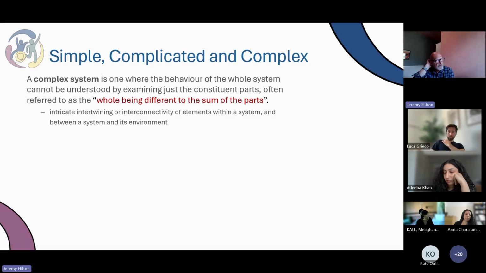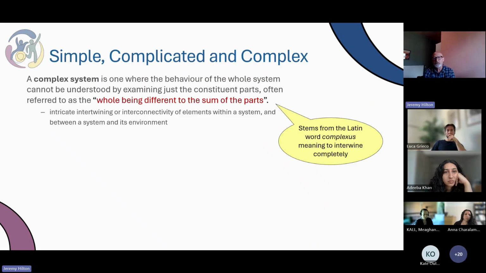So there are different phrases, a whole being different to some of the parts, a whole being better than some of the parts. But essentially you can't just look at the parts and think how they're going to work together. And if you're involving people, when people have choice and agency and have mood swings and have priorities and pressures, it's very difficult to predict the behavior of a complex system. And the origin of the word complex comes from the Latin word complexus, which means to intertwine completely. And if something's really intertwined, then it's very difficult to understand it in its entirety.